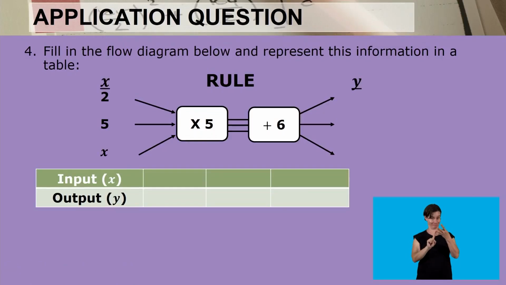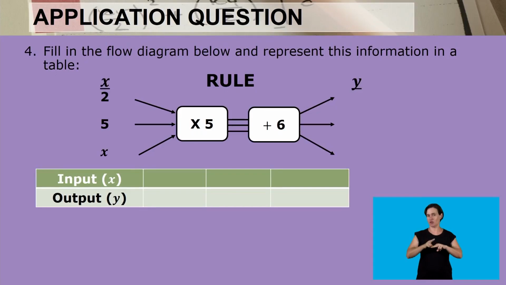Let's move on to our next question. Now our next question here says, fill in the flow diagram below and represent this information in a table. So we want to see how a table can represent the same equivalent form. So the flow diagram and the table would be representing the same relationship or the same function.